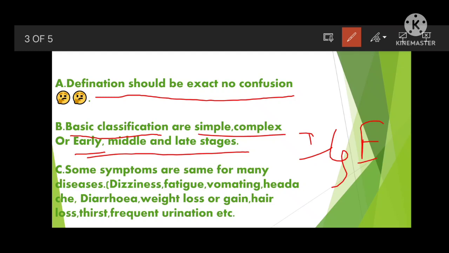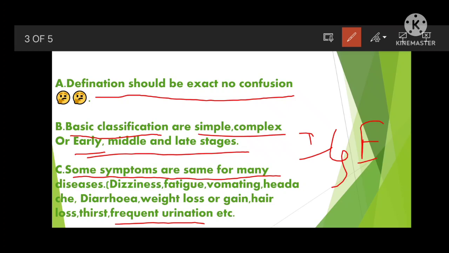Now, very important: I have told you some symptoms are the same for many diseases. You are referring to many diseases in pathogenesis disorders: dizziness, fatigue, vomiting, headache, diarrhea, weight loss or weight gain, hair loss, thirst, frequent urination. These are repeatedly mentioned symptoms in every disease. In every disease you will observe dizziness, fatigue, vomiting, headache, diarrhea, thinking problems, frequent urination. These are the common symptoms.